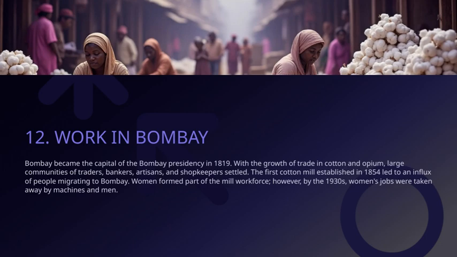Women played an important role in the mill workforce during this period, contributing significantly to the city's industrial activities. However, by the 1930s, technological advancements led to machines replacing many of these women's jobs, and men took over the roles that women once held. This shift highlights how industrial progress and mechanization impacted employment and social structures in Bombay, tying into our overall theme of economic and social transformation during this era.